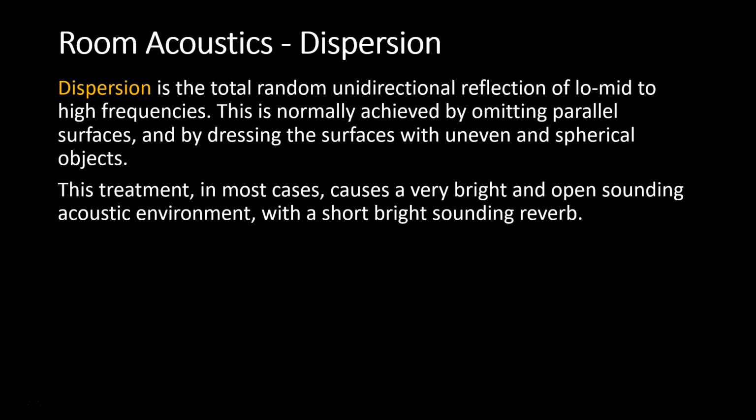Dispersion is the last thing we're going to talk about, the spreading of the sound, and that is a totally random multidirectional reflection of low to mid or high frequencies. This is normally achieved by omitting parallel surfaces. In most recording studios, the walls are not parallel, and the ceiling and the floor are not parallel to each other either. It's also done by dressing the surfaces with uneven slats or pieces of wood or spherical objects. This treatment in most cases causes a very bright and open sounding acoustic environment with bright, short sounding reverb. And when I say bright, I mean mostly in the higher frequencies, not the lower frequencies where it would tend to sound rumbly.